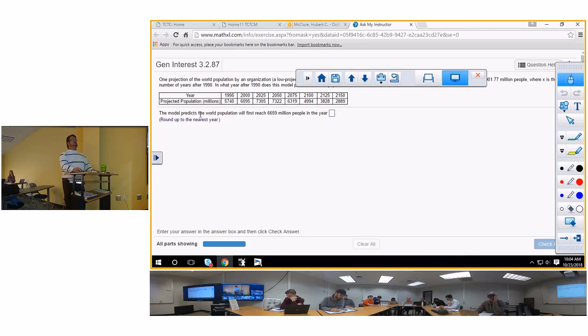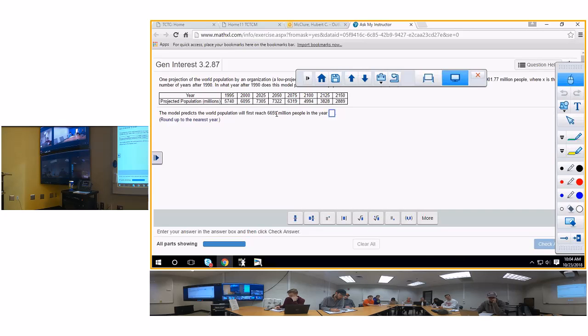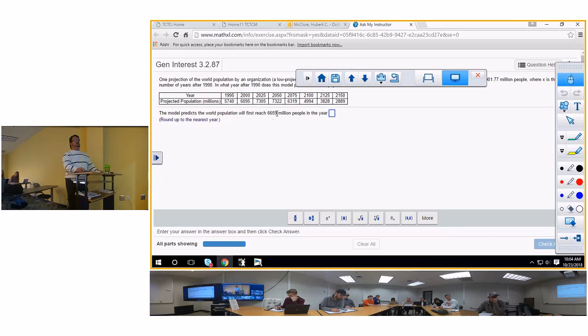The model predicts the world population will first reach 66.59 million in the year what? Well, 65 is going to be somewhere in here. See? So we need to find 66. Is that the vertex or what? I don't know. 66.59? That's not the vertex, is it? No. So they're asking you to find in the trace 66.59. That's going to be your y. So we need to find 66.59.